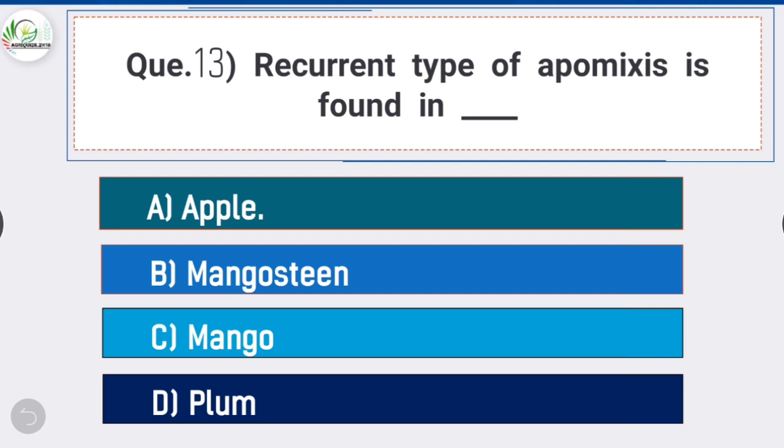Question number 13. Recurrent type of apomixis is found in? Answer is option A, apple. Recurrent type of apomixis is found in apple.